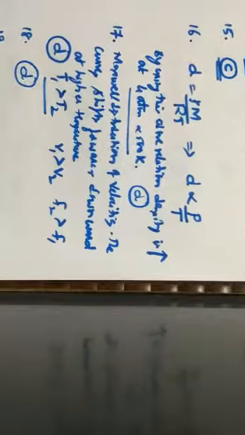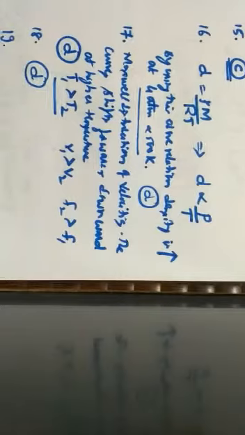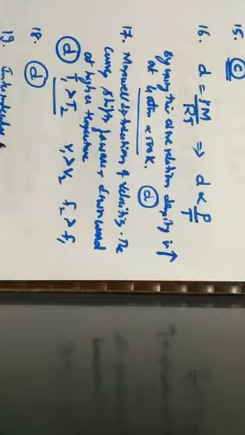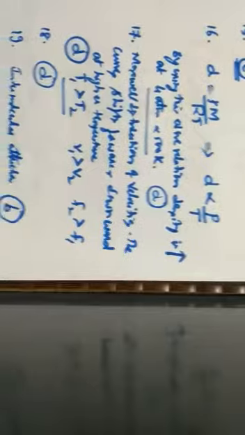Next one, question number 19. The pressure of real gas is less than that of ideal gas because of increase in the kinetic energy of the molecules, intermolecular attraction, finite size of particle, or increase in the number of collisions. The pressure of real gas is less than that of ideal gas always because of intermolecular attraction, which is given by option B.